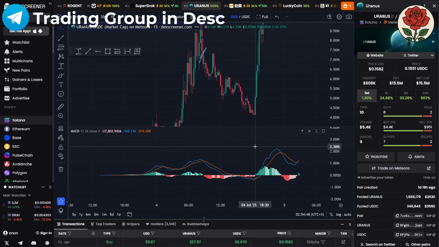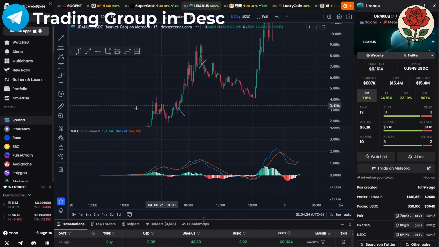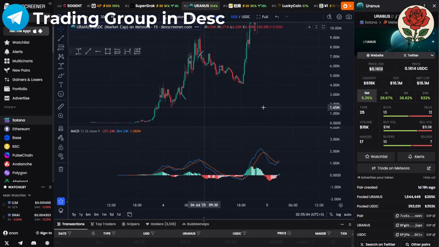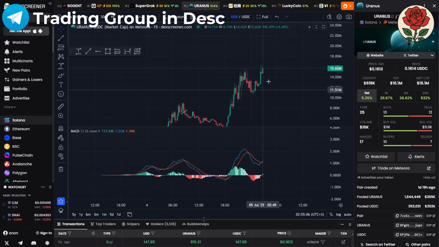Exactly here, exactly at this point is where the bottom is, okay? It touched the order block and the orange line crossed the blue line at exactly this, and boom, look at this. Right as it crossed it, right as it touched the order block, boom.